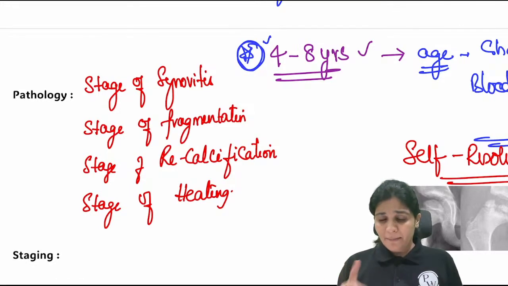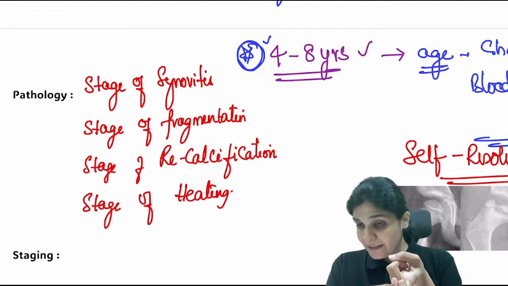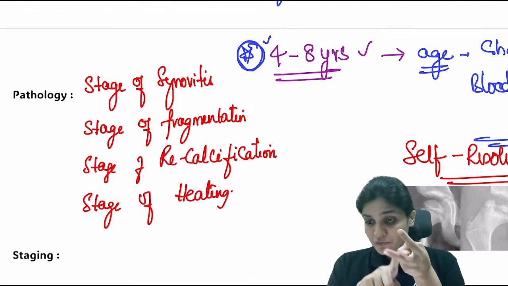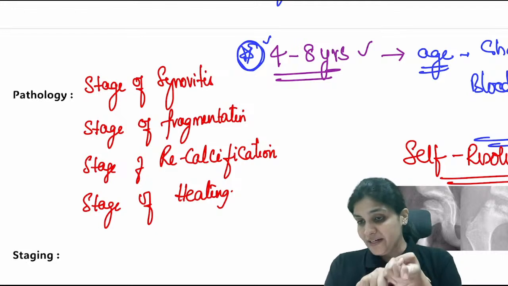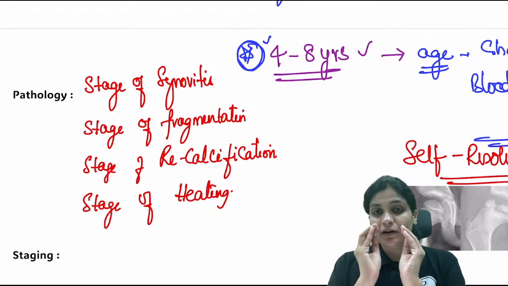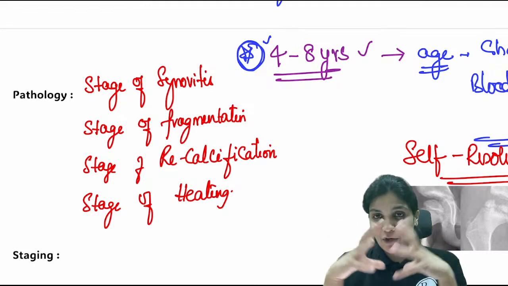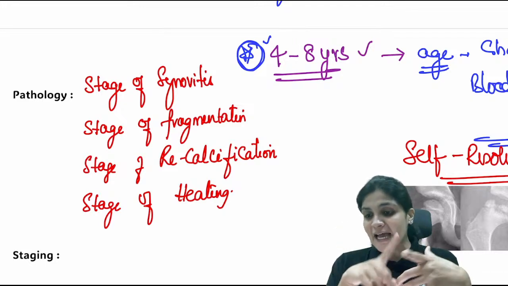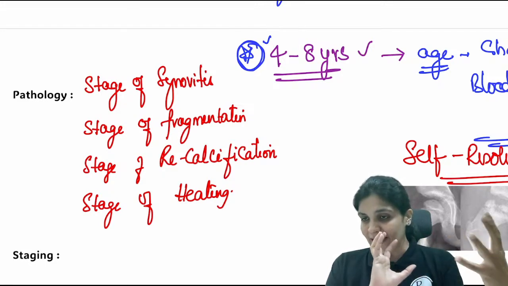So for Perthes disease, just remember it is some vascular abnormality, right? And this is usually seen in the 4 to 8 years age group. And it is a self-resolving disease. So the first one is the stage of synovitis. So only the hip is inflamed. That means there is some irritation to the synovium, and there is an increase in the synovial fluid, which results in synovitis. So inflammation of the synovium or increase in synovial fluid, right?